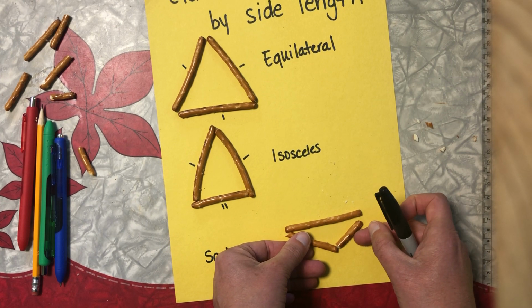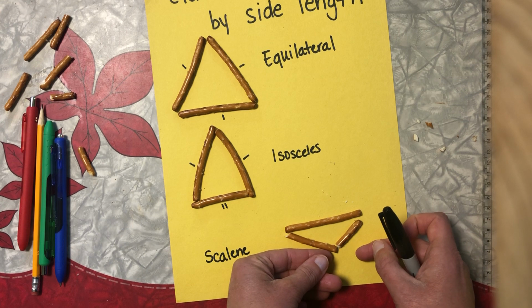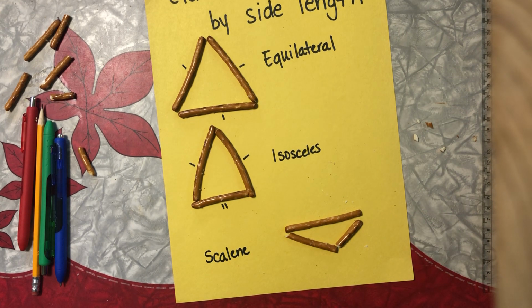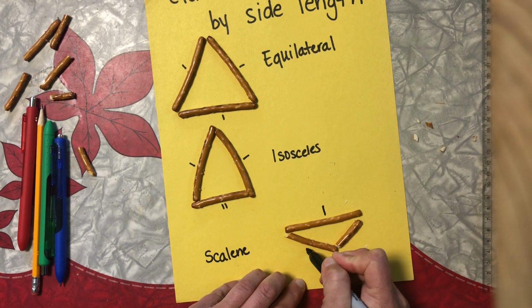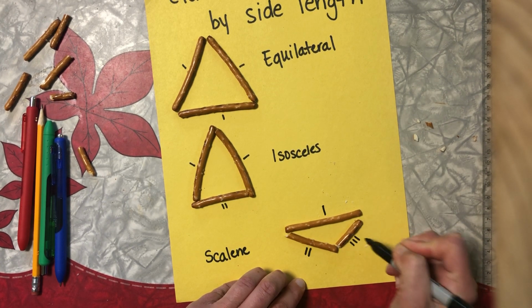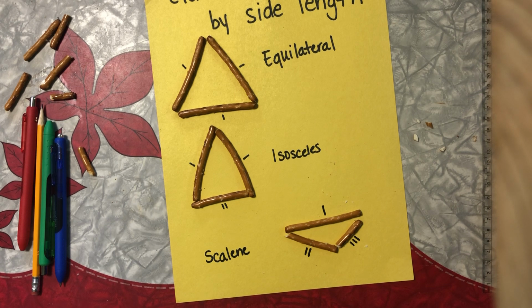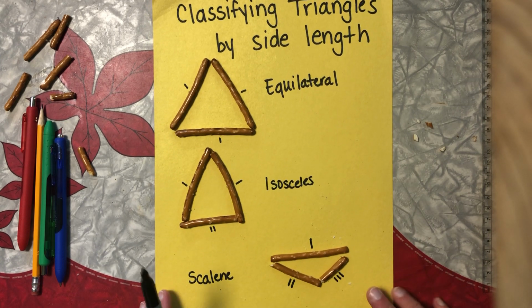that. There we go. All right, my scalene triangle has no sides the same, so I'm going to mark each of them with a different set of tick marks, just like that. There you have it. You can snack and do math.